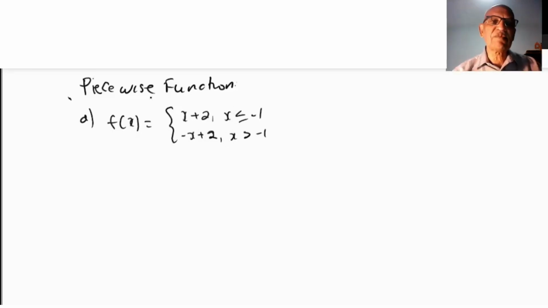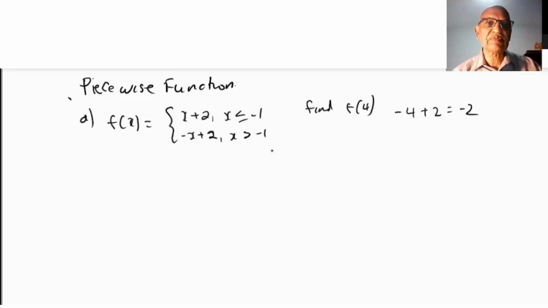So now from this piecewise function, let's say we find f of 4. The first thing we ask is, which part of the domain is 4 in? Is that x less than or equal to minus 1 or is that x greater than minus 1? So 4 is found in the second one. So I substitute 4 into the second equation. So it is minus 4 plus 2, which is negative 2.